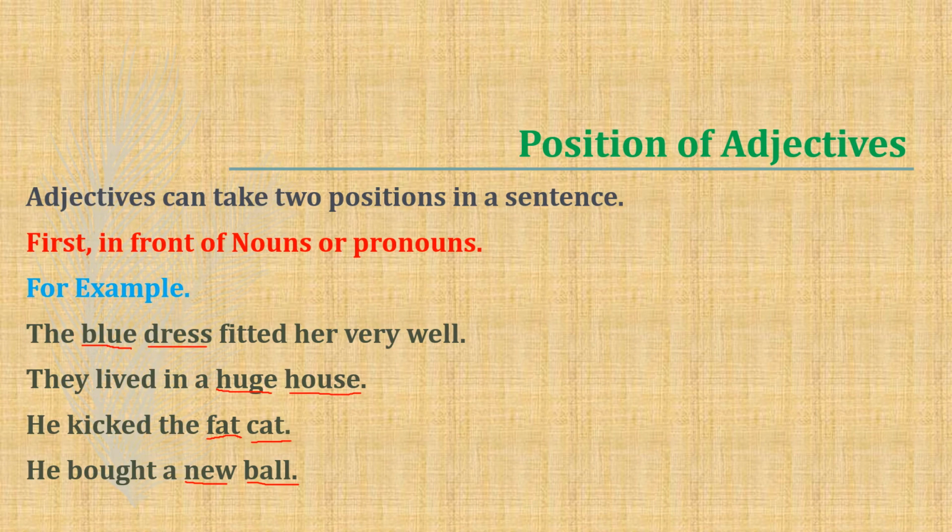And remember, earlier on we said that these adjectives answer the question which. If you ask yourself which dress, the answer is right in front of you, that is blue. Which house? Huge. Which cat? The fat one. Which ball? The new one. So these examples bring out the fact that the first position in which an adjective can be used in a sentence is right in front of or before nouns or pronouns.